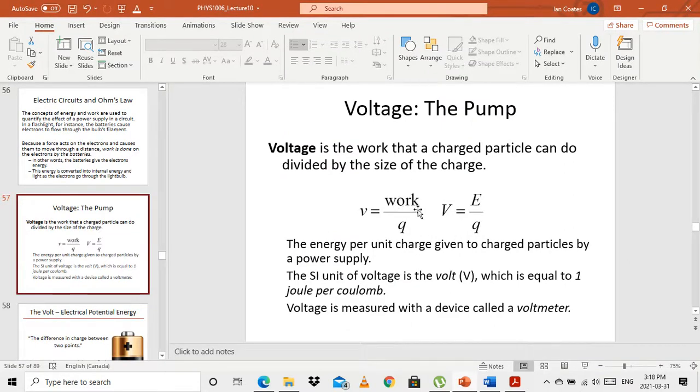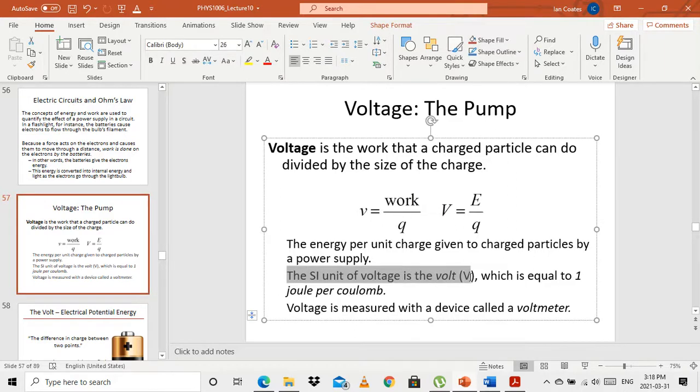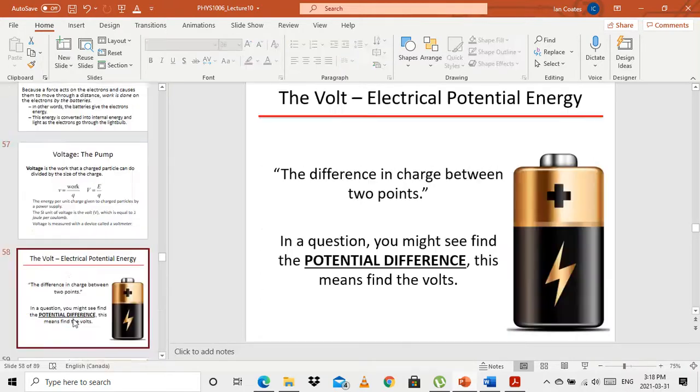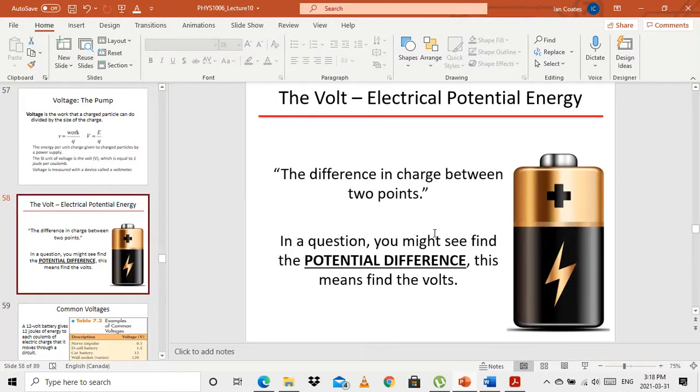And yes, this is work, electric work. Voltage is the energy per unit of charge given to charged particles by a power supply. The SI unit of voltage is the volt, which is equal to 1 joule per coulomb. Okay? Voltage is measured by what's called a voltmeter. So here's your charge pump.